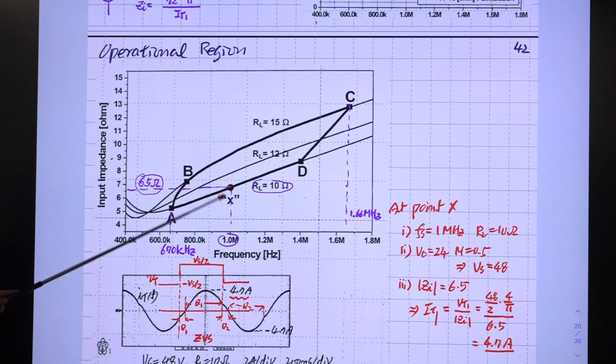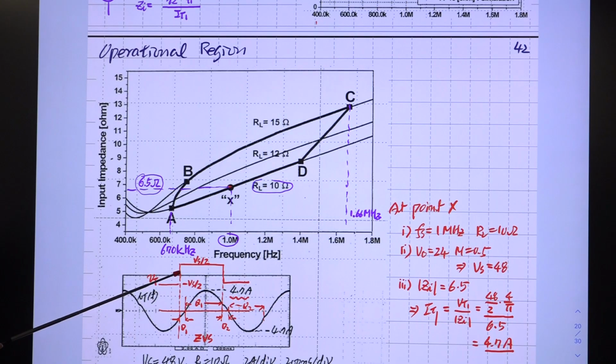And at this point, there's a point X. Switching frequency was 1 megahertz. We measured this input impedance, and we measured the waveforms. So this tank voltage is this one. This tank voltage is this, right?